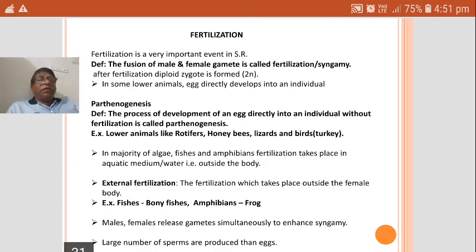In honeybees, we have many honeybees in a hive. They are workers. They developed through parthenogenesis. The egg directly developed into an individual. It cannot produce the egg or the ovum.